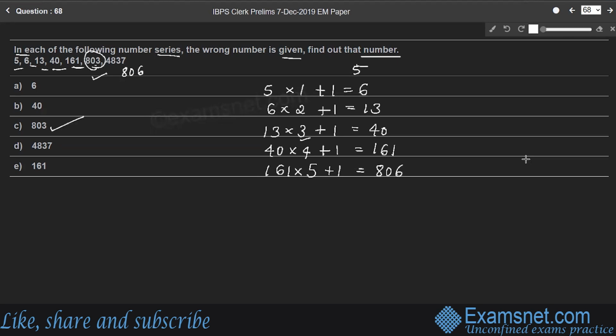We continue till the last number: 806 into 6 plus 1 is equal to 4,837. So instead of 803, the number has to be 806.